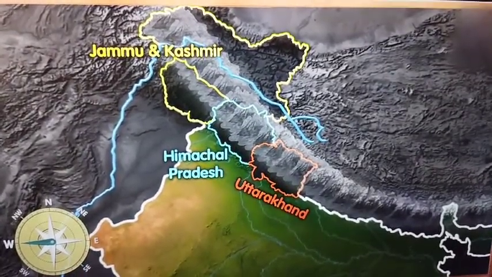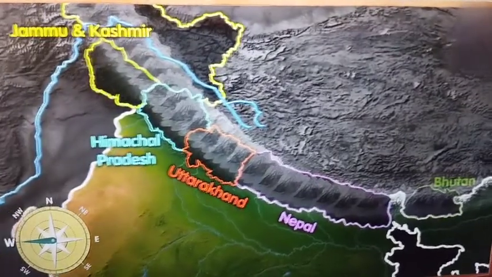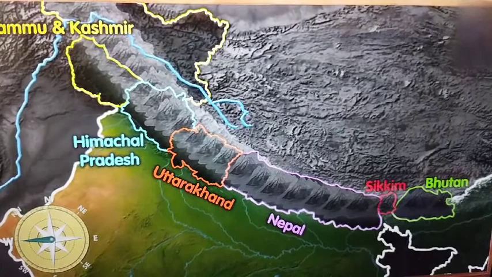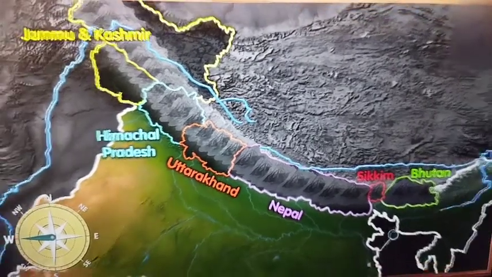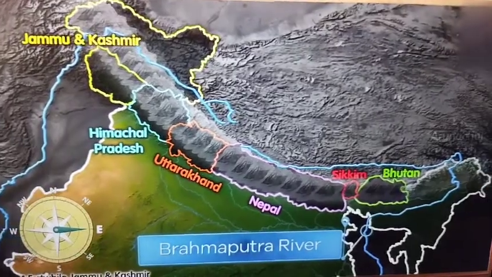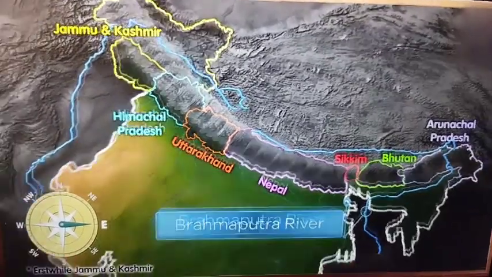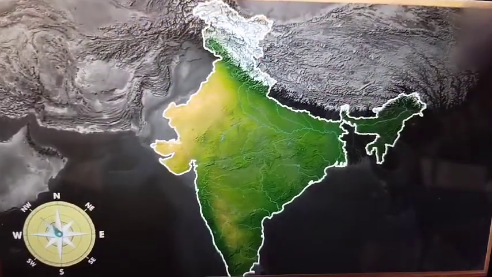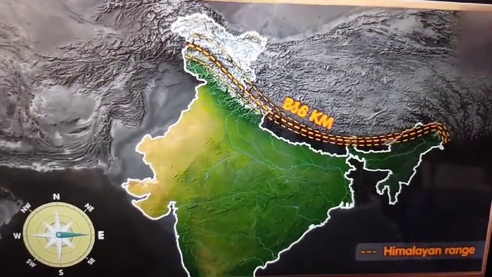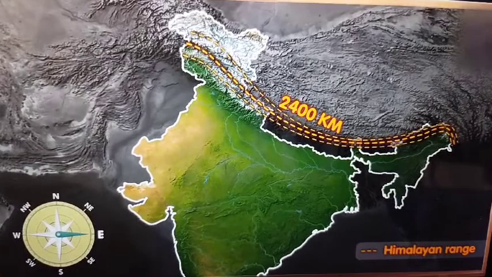They also run through Nepal and Bhutan, passing through the Indian state of Sikkim. The Himalayas end at the Brahmaputra River in the east, covering much of Arunachal Pradesh. From west to east, the Himalayan range stretches about 2,400 kilometers.